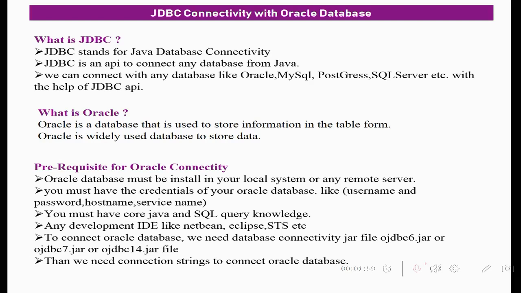To connect Oracle database, we need a database connectivity jar file like OJDBC6.jar or OJDBC7.jar or OJDBC14.jar. Then we need a connection string to connect Oracle database. So these are the prerequisites for the Oracle connectivity with Java. Now let's move to the next.